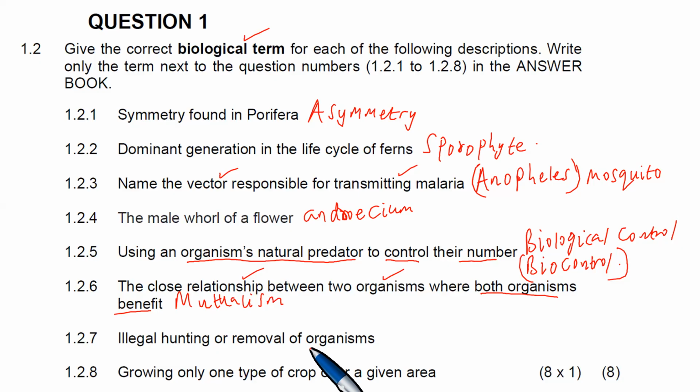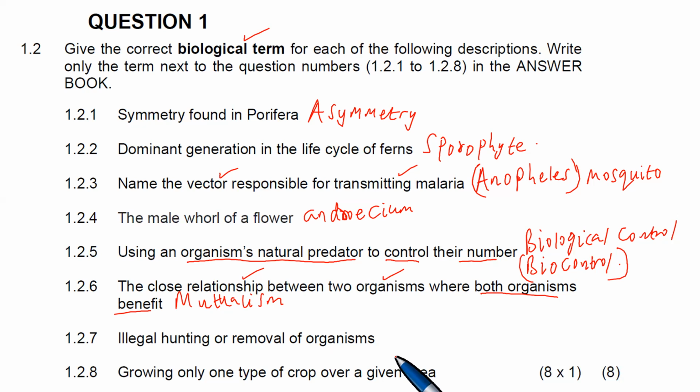They dehorn the rhinos. They go to the park because they want the horns of the rhinos. Okay, so now we call that rhino poaching. So some people go there to poach the rhinos. All right, so it's part of the problem. But what do we call illegal hunting or removal of organisms? I've already given the answer.